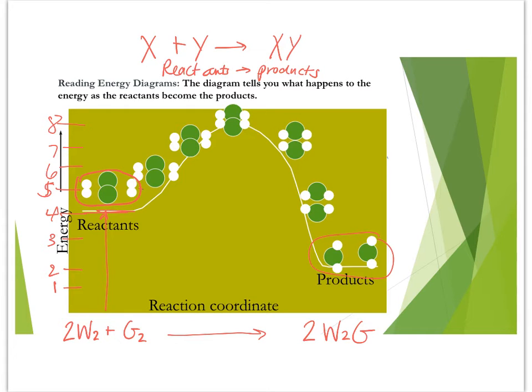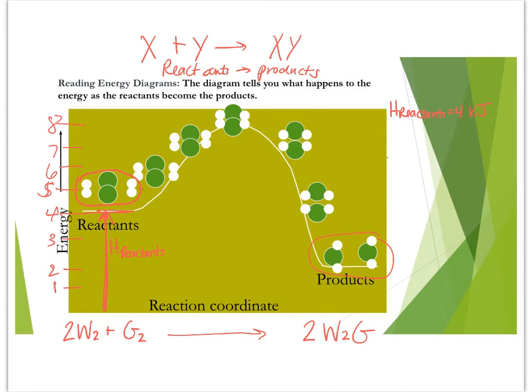Okay, so this first interval here where I'm starting my reaction, this is the heat of the reactants. That's the amount of energy the reactants have. So in this graph, the heat of the reactants is 4 kilojoules. I'm just reading the y coordinate.